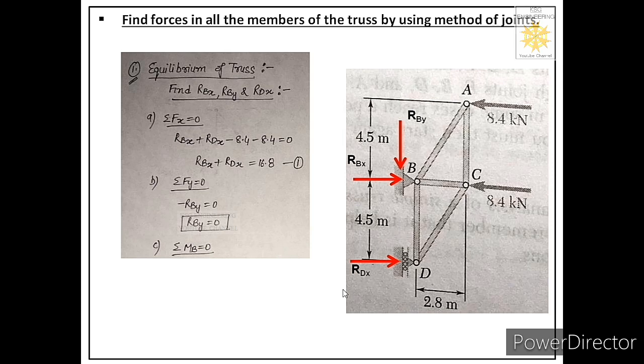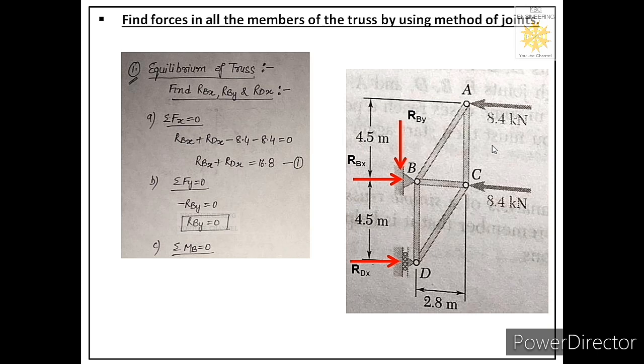So let us first observe the moment of Rdx about joint B. Now this is the line of action of Rdx and this is the moment center. Between these two, this is the perpendicular distance and it is 4.5 meters. And this Rdx will generate anti-clockwise moment, so it means it is a positive moment. So the moment because of Rdx will be written as positive Rdx into 4.5.